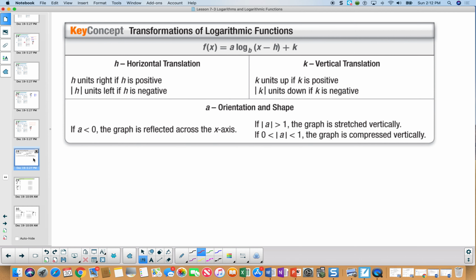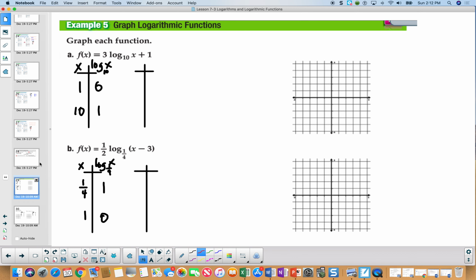All right, let's go ahead and talk about transformations of logarithmic functions. And remember, our H is our horizontal translation, K is our vertical translation. A, when it's less than 0, will be a reflection, and absolute value of A greater than 1 is a vertical stretch. A between 0 and 1 is a compression. All right, so let's go ahead and take a look at how we graph this.